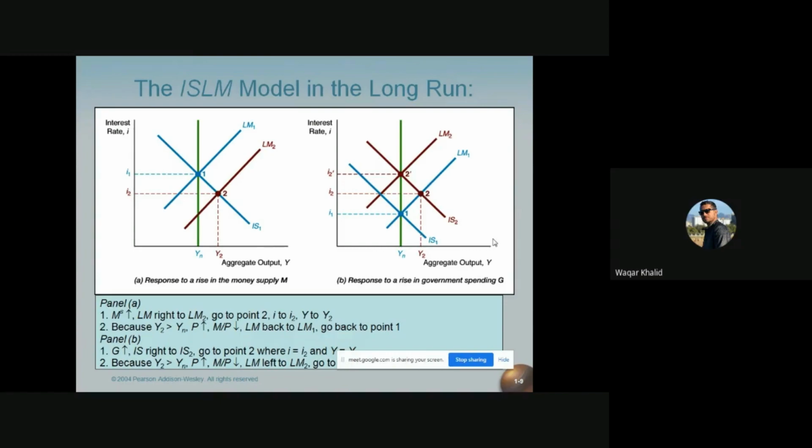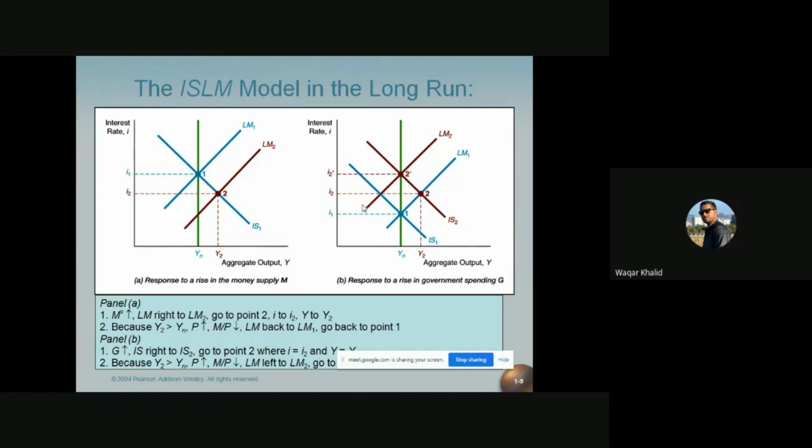And the LM curve shifts to the left to LM2. What will happen? The LM curve LM1 will shift to LM2. Now the long run equilibrium is at point 2 dash. We will come to this point 2 dash, where I2 dash is the interest rate and the economy is now again at the natural level of output. The economy is producing again the natural level of output. But you know that here we have a higher interest rate than before, and output has returned to Yn.